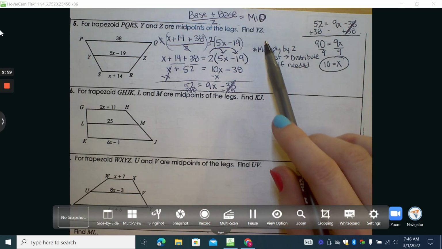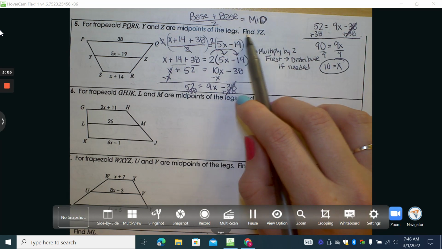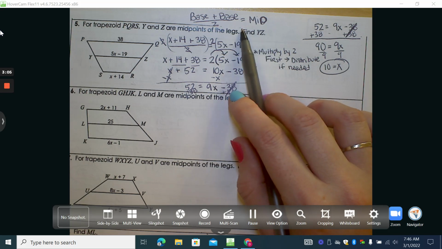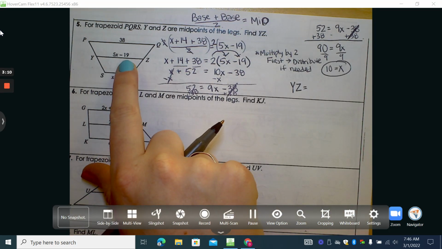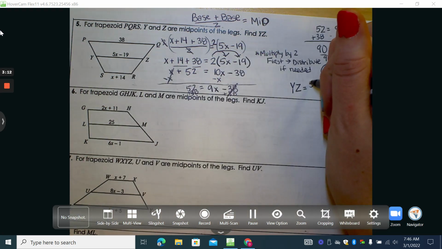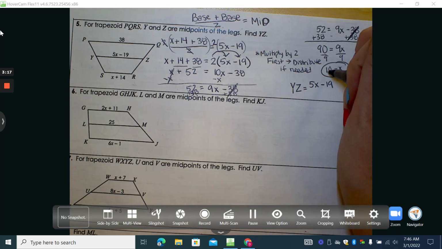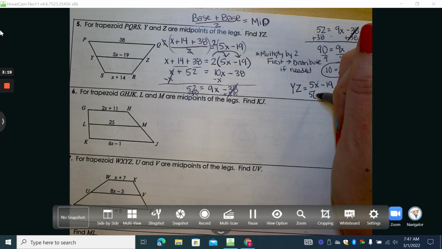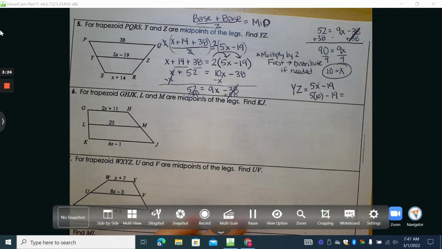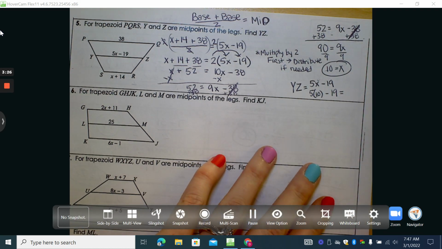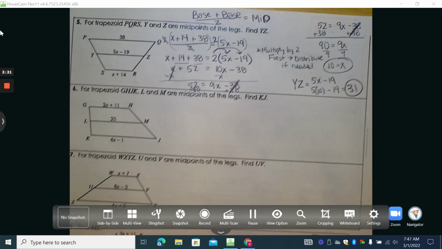The tricky thing about all these problems is it's asking you not to just find x, but to find one of these segments, yz. Well, yz is 5x minus 19. Since now I know x is 10, I can plug that in. I'm going to do 5 times 10 minus 19, which is 31. Lots of little steps for that.